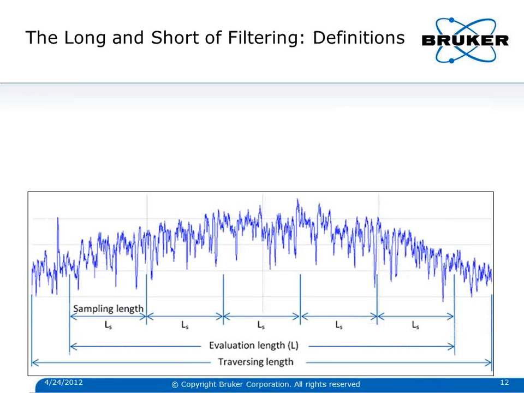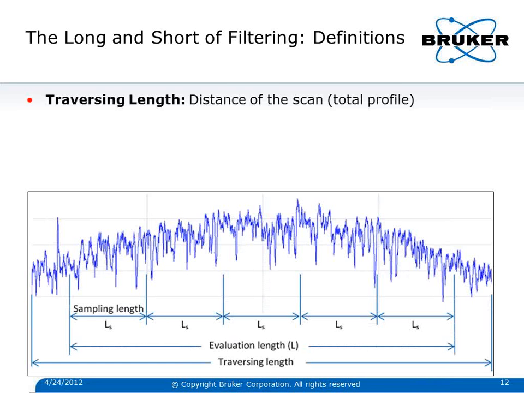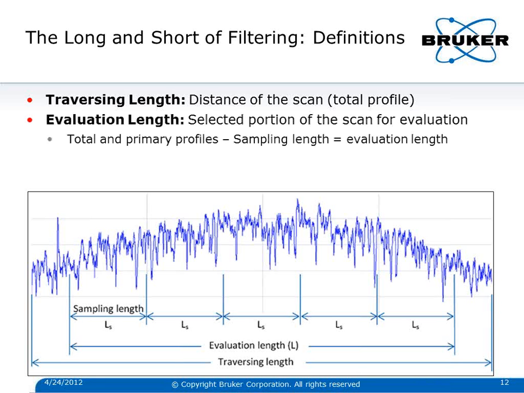So a little bit more information for those of you who are interested. Just giving some definitions that are used when we're talking about filtering. Often you hear the term traversing length. Traversing length is just the distance of the total scan that is collected by the stylus profiler. The evaluation length is the selected portion of that overall traverse length. So typically the evaluation length is shorter than the traverse length, although it could be the entire length.